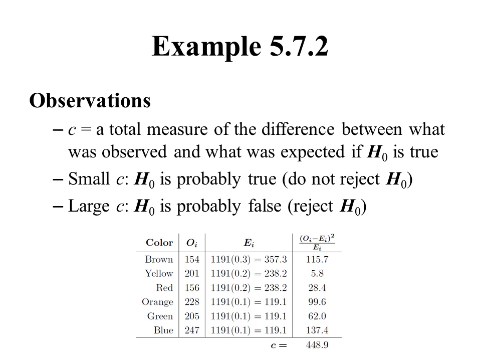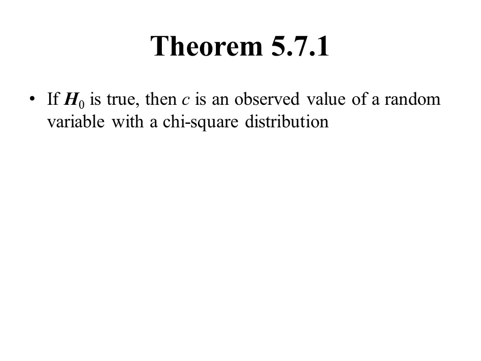Well, now the next question is, just how small does C need to be, or likewise, just how large does C need to be to cause us to reject the null hypothesis or to not reject the null hypothesis? Well, the theory behind the answer to that question is Theorem 5.7.1, which says that if the null hypothesis were a true statement, then our test statistic is an observed value of a random variable with a chi-squared distribution. Now, the chi-squared distribution is one of those distributions from the end of chapter 3 that we kind of skipped over. So let's briefly talk about the chi-squared distribution.